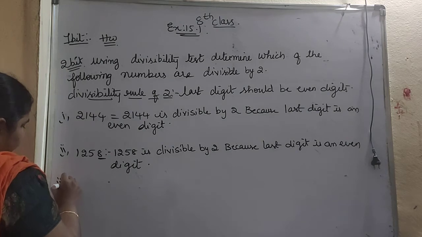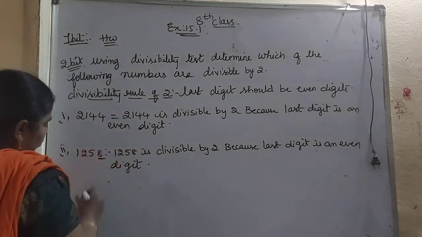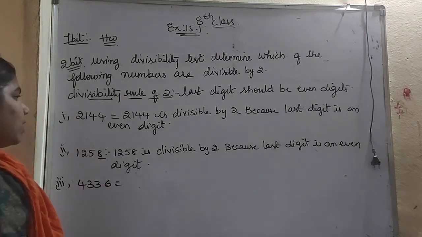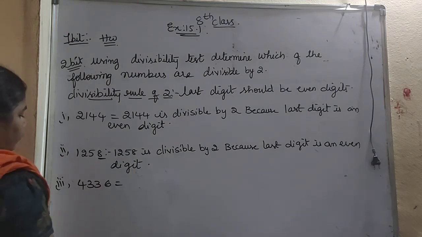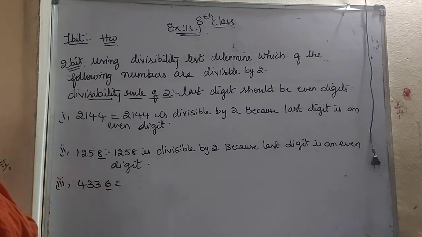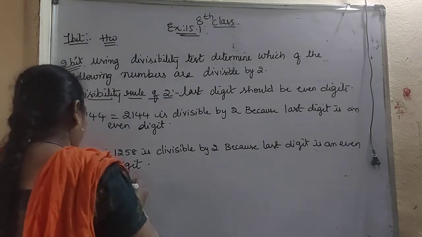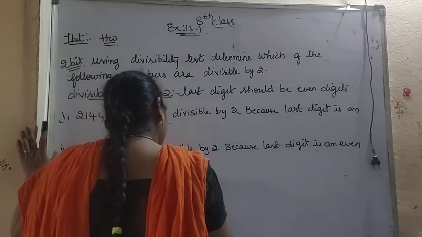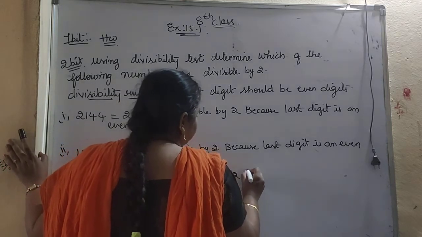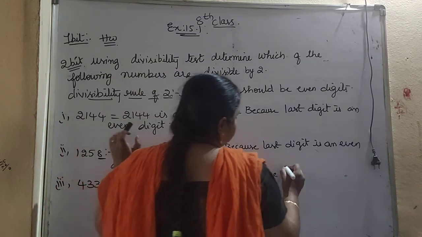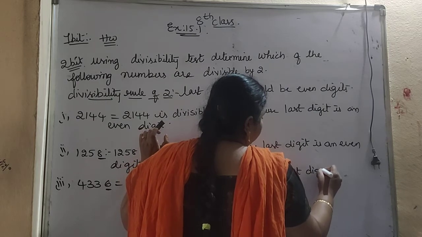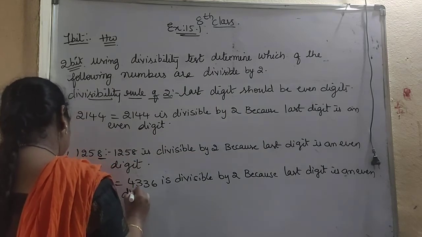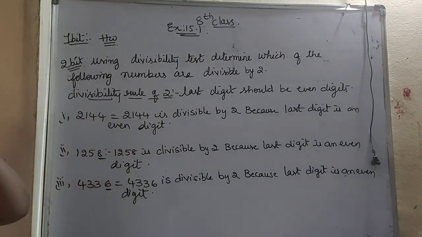And the third one, what is the third one? 4336. Whether this value is divisible by 2 or not, we have to check. The last digit is 6. 6 is an even number, so it is divisible. So we can write here 4336 is divisible by 2 because the last digit is an even digit. Okay, so this is our third question.